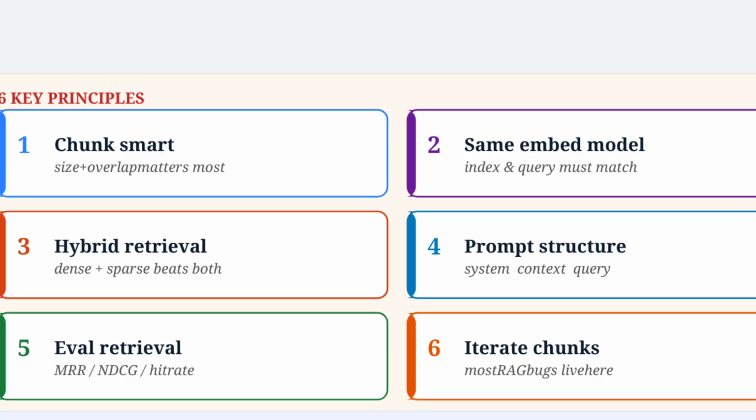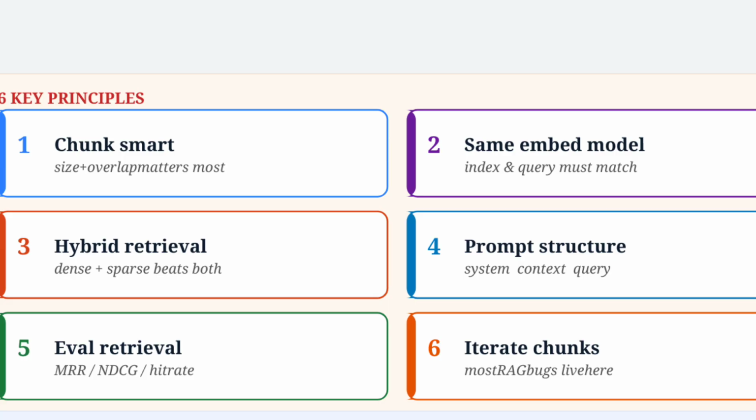Third, use hybrid retrieval. Dense plus sparse, re-ranked, it beats either method alone every time. Fourth, structure your prompt correctly. System instruction, then context, then question. In that order, you will get a better answer. Fifth, keep the temperature low, between 0 and 0.3, for factual accuracy. Creativity is the enemy here.